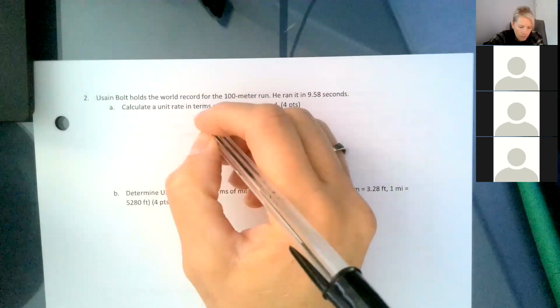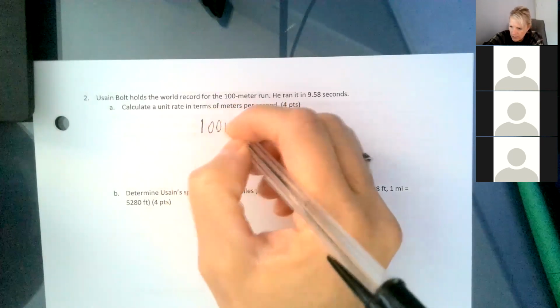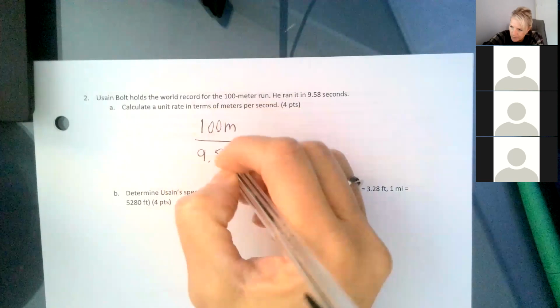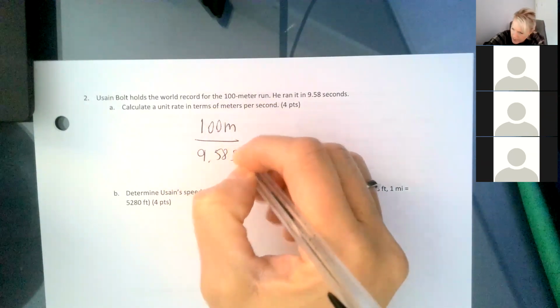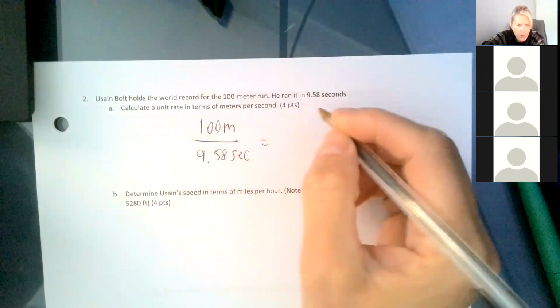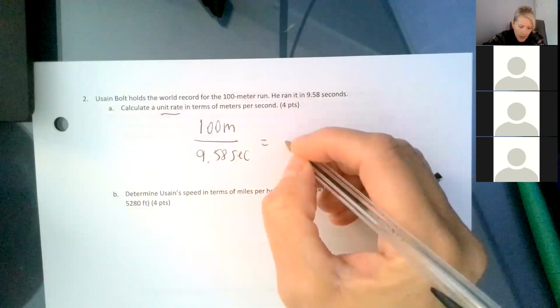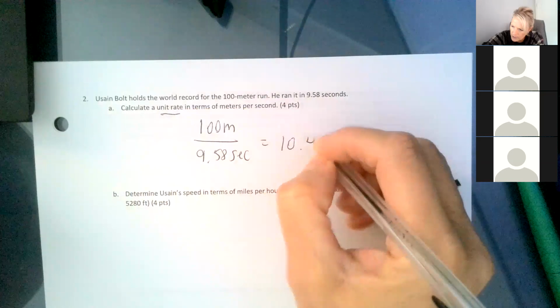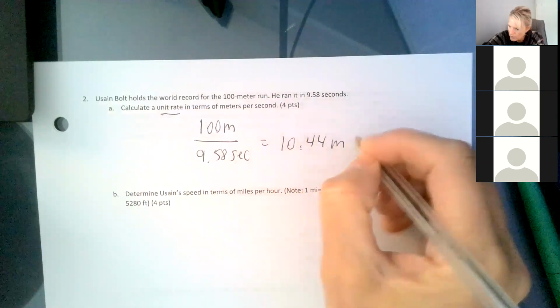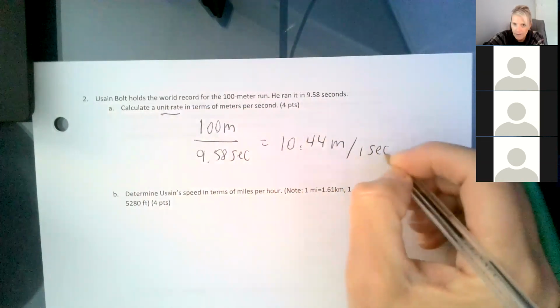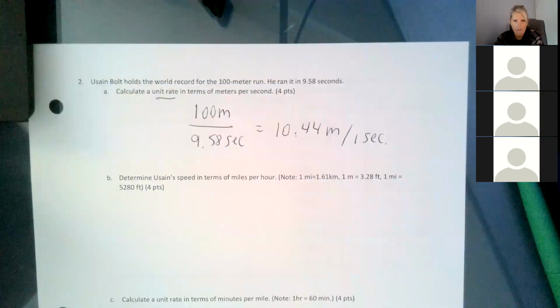So 100 meters for the 9.58 seconds. But they asked us for a unit rate. So that means we want to get it per one. And when we do that, we get a rounded 10.44 meters per 1 second.